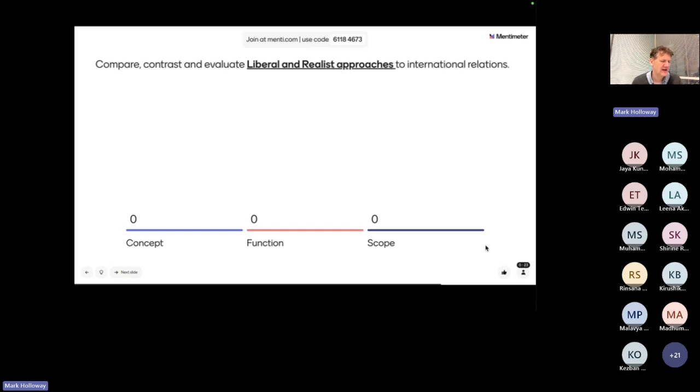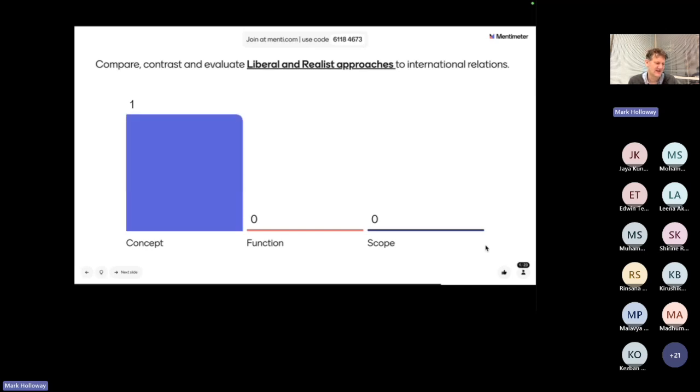Liberal and realist approaches. Are those words the concept that's been tested? Is this the knowledge you're being tested on? Is this the function of the assignment? I mean, we did just look at compare, contrast, and evaluate, and we decided they were the function. So if any of you choose the word function now, you might be trolling me. Okay, so is this the concept or is this the scope?